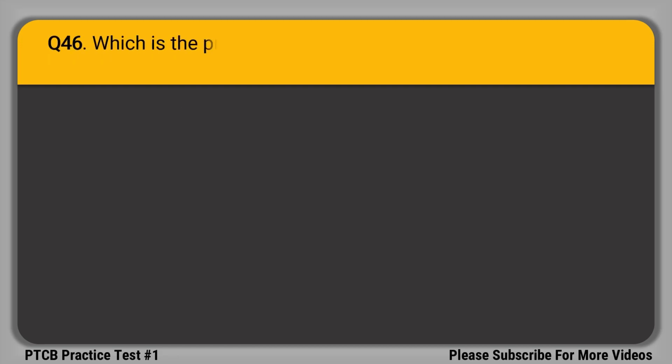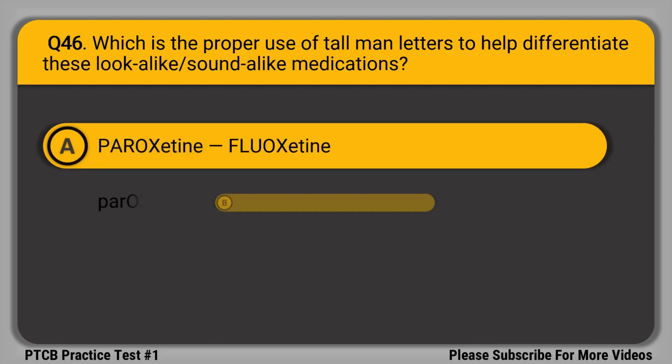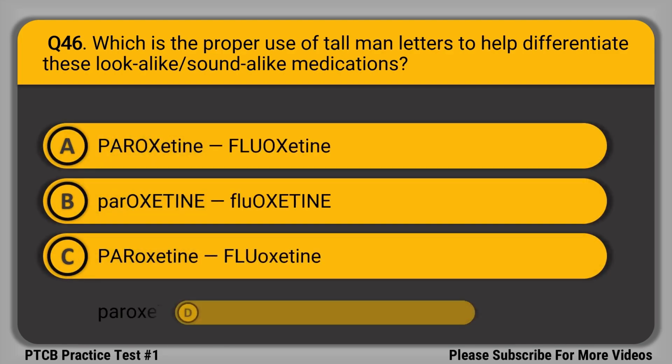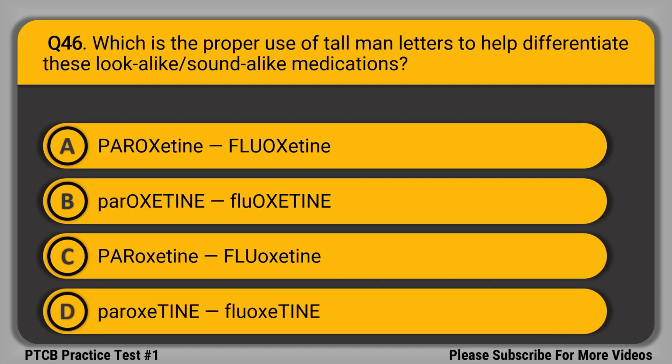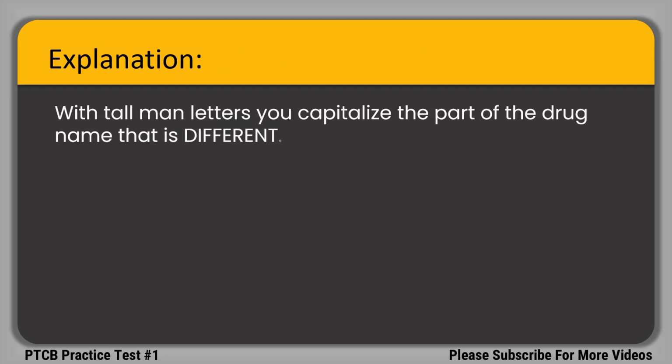Question 46. Which is the proper use of Tallman letters to help differentiate these look-alike, sound-alike medications? We'll be looking at paroxetine and fluoxetine. A. Capitalize the first 5 letters of each of them. B. Capitalize the oxetine part of each of them. C. Capitalize the par and flu in each of them. Or D. Capitalize the teen in both of them. C. Capitalize the par and flu in each respective one. With Tallman letters, you capitalize the part of the drug name that is different.